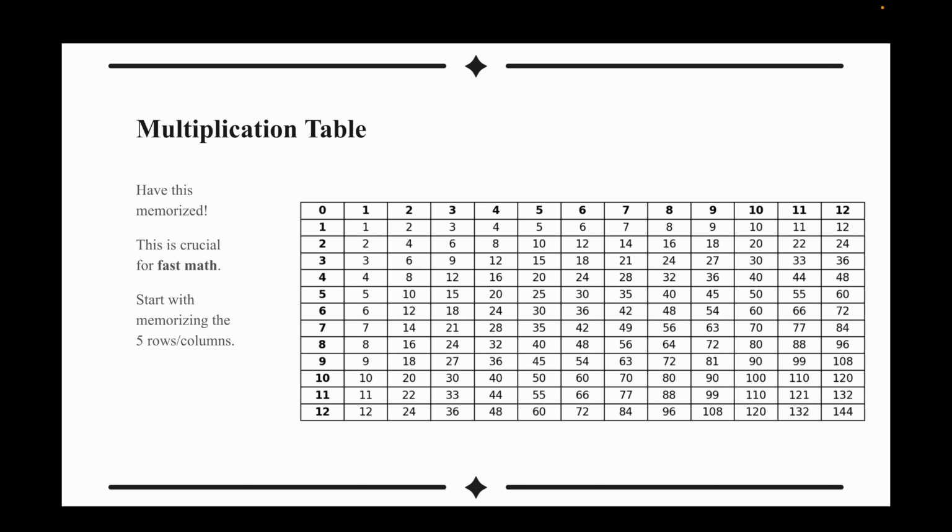Next up is the multiplication table. You should have this memorized. This is crucial for fast math, and if you don't have this memorized but you want to get started, I recommend starting with the rows and columns with number 5, because most numbers can be rounded to something you can multiply by 5 or 10. So that's where I would start. But you should have this whole thing memorized. It's going to make your MCAT math so much easier and so much faster. And I can't emphasize this enough.